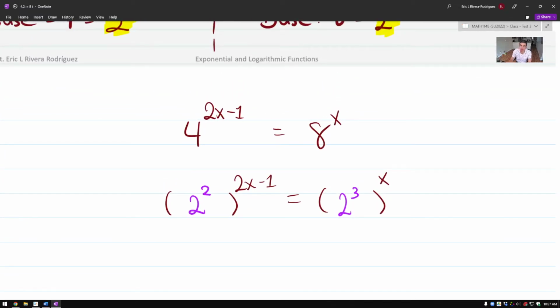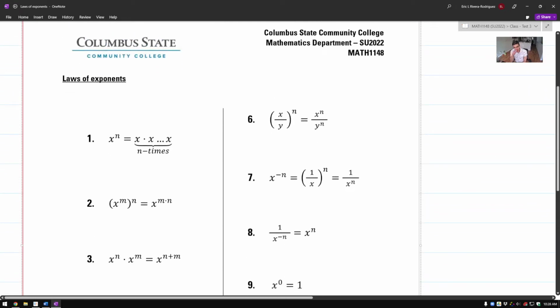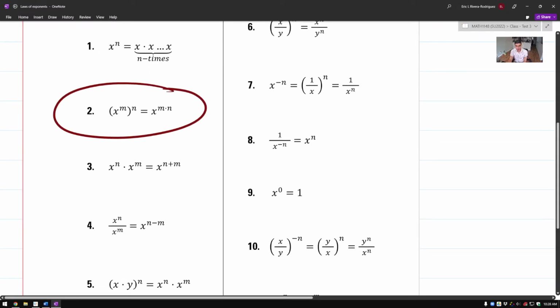Now we're almost there, because what we want to do is to use the property: if a raised to the power of x equals a to the power of y, then the two exponents are the same. Here, what I'm going to do is to apply the law of exponents. Again, if you have questions about the laws of exponents, you have a document in Blackboard you can download with 11 properties of the exponents. If you have questions on how to apply them, just be precise and tell me your question. I can help you with that.